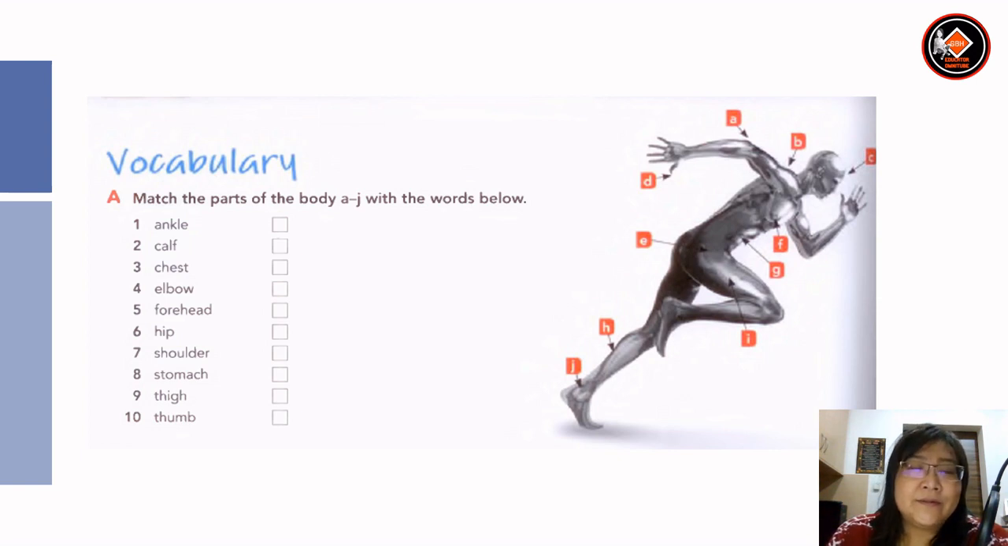So where is ankle? Ankle is J. Calf, where's your calf? Calf is H. Chest, chest is F. Elbow, elbow is A. Forehead is C. Hip is E. Shoulder is B. Stomach is G. Thigh, thigh is I. And thumb is D.